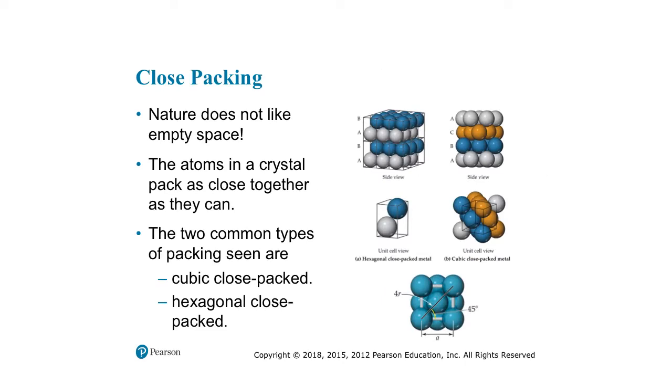So close packing deals with the idea that nature generally doesn't like to waste space. So atoms can try to adopt a structure where they're as close together as they can be. There's two types of close packing structure. One's called cubic close packing. The other one's called hexagonal close packing. And they are slightly different in terms of their unit cell, but they both utilize space exactly the same. So they're both utilizing space at 74% utilization.